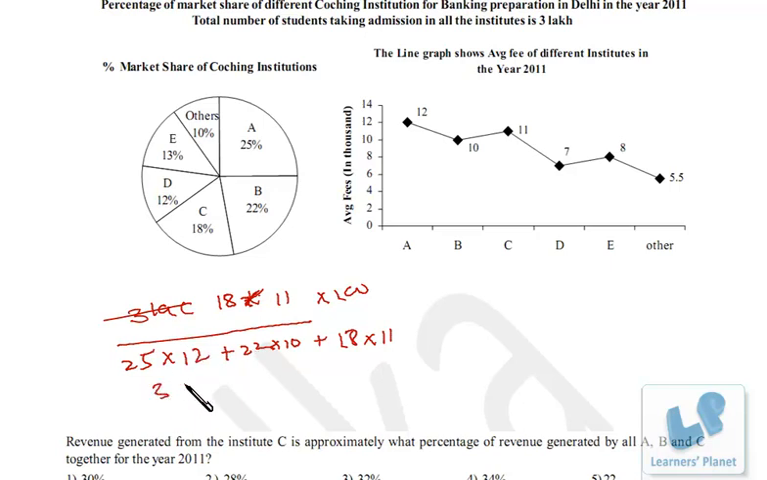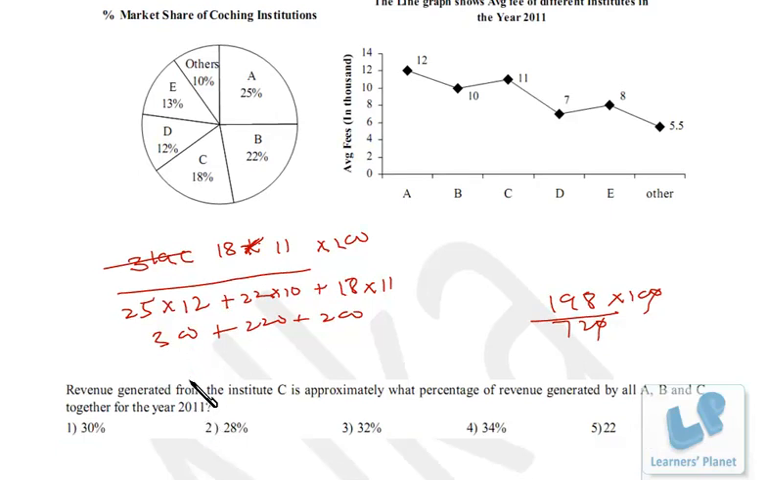So this is actually 300, 220 plus 18 into 11 is 198. So I assume it to be 200. So 3 and 2, 500, 5 and 2, 720. So this is in the numerator 720. It is 198 into 100. Okay. We have to look at the options because options are quite close, so we cannot go for more approximation. We can just make 198 to 200, so I make it 200.